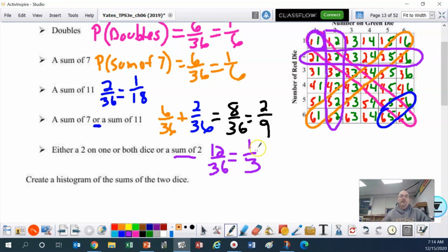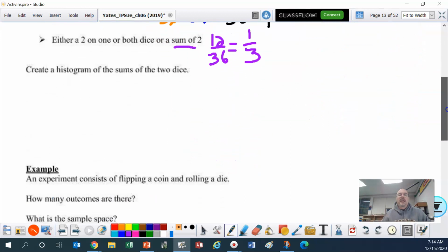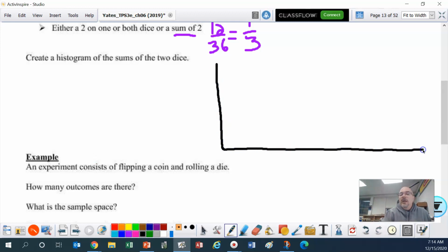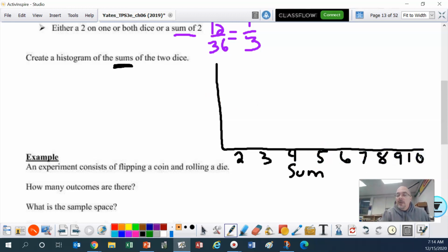All right. The next part: create a histogram of the sum of the two dice. We're going to go ahead and make our x and y axis. If it's the sum of the two dice, the lowest sum is 2, and then 3, 4, 5, 6, 7, 8, 9, 10. I'm not going to have enough room, so you can finish it off. Now the frequency.